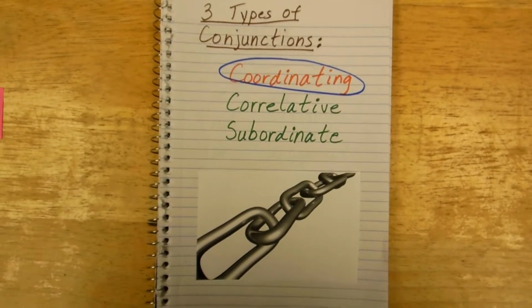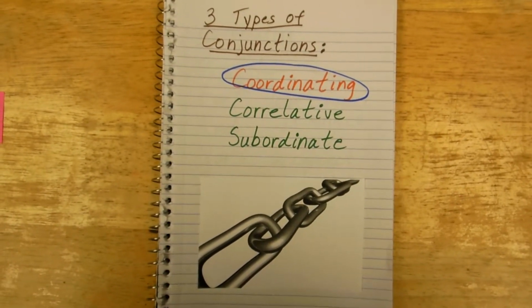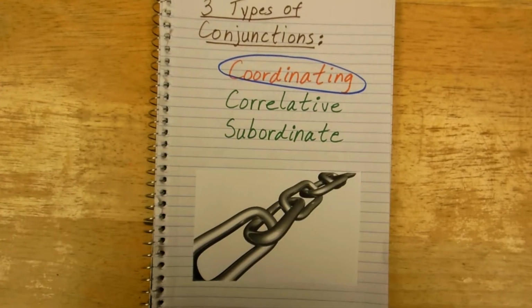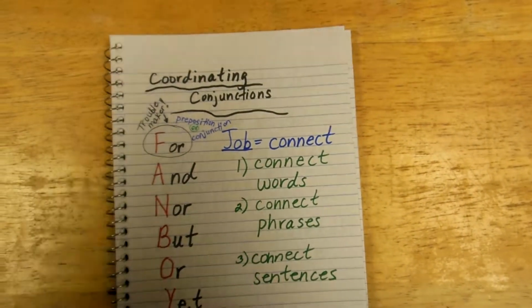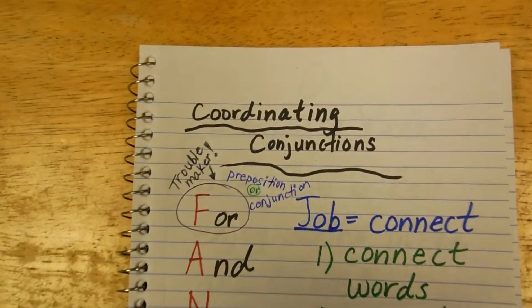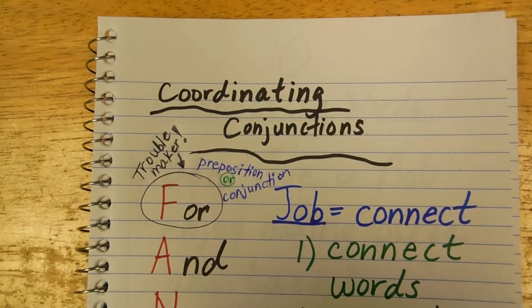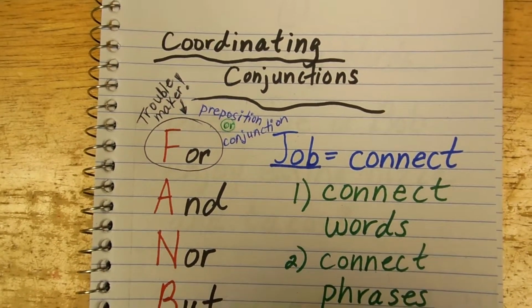And I think it's important to know that conjunctions in general are kind of like a chain link. It reminds me of a chain link. Their job is to simply connect things. So let's talk about what it connects. The kind of conjunctions that we're going to talk about today are only coordinating conjunctions. The job of coordinating conjunctions is to connect in general.